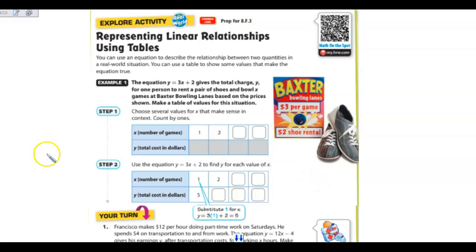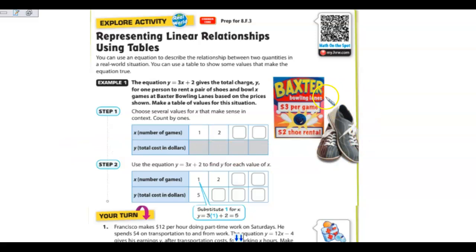You can use an equation to describe the relationship between two quantities in a real-world situation. You can use a table to show you some values that make that equation true. In our first example, we have the equation y equals 3x plus 2, and that gives the total charge y for one person to rent a pair of shoes and bowl x number of games at Baxter Bowling Lanes based on the prices shown. Make a table of the values for this situation.